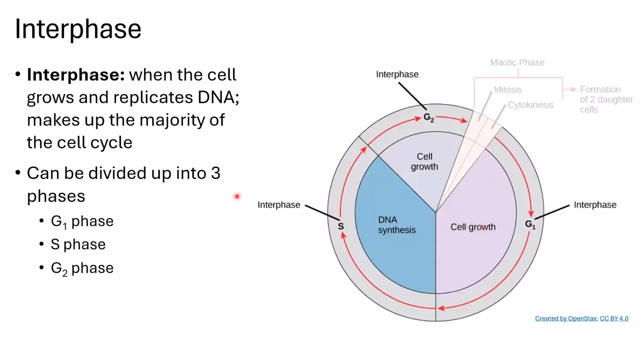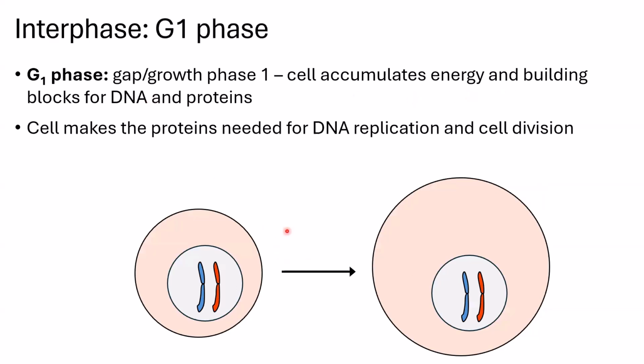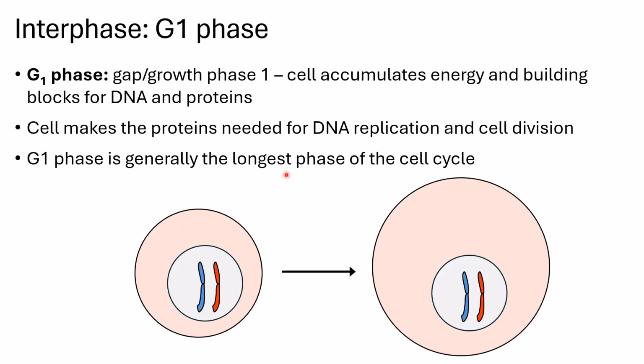It can be further divided into the G1, S, and G2 phase. The G1 phase stands for gap or growth phase 1. This refers to how it's the phase that fills in the gap between the cell finishing mitosis and starting the cell cycle again, or how the cell spends this phase accumulating energy and building blocks so that it can grow. The building blocks are important for making the proteins needed for DNA replication and cell division. Generally, the G1 phase is the longest phase of the cell cycle and where many dividing cells spend their time.